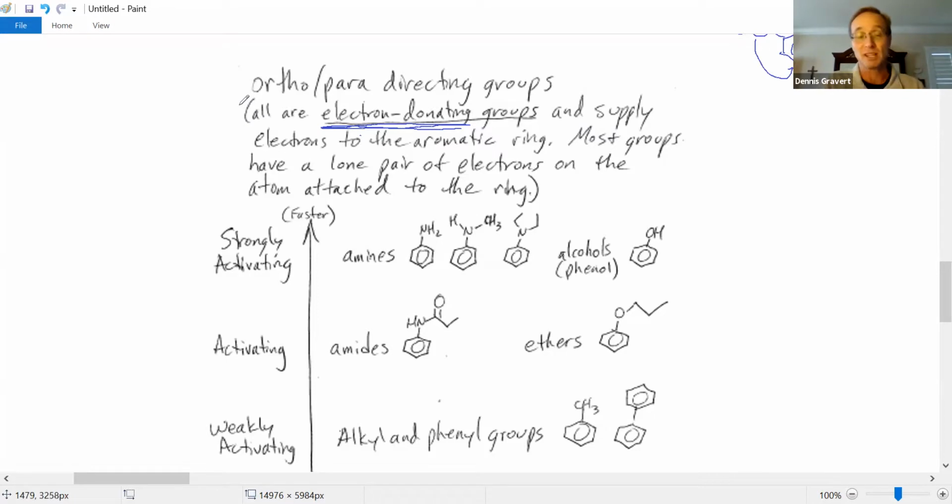But they don't do it equally. And we need to know that so we can make accurate predictions. Oh, how are they OrthoPara directing? How are they electron donating? Most of these groups have a lone pair of electrons on the atom attached to the ring.